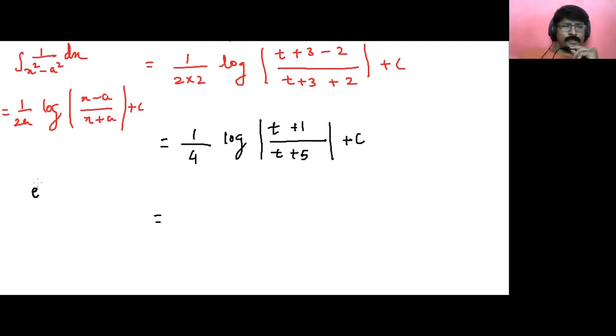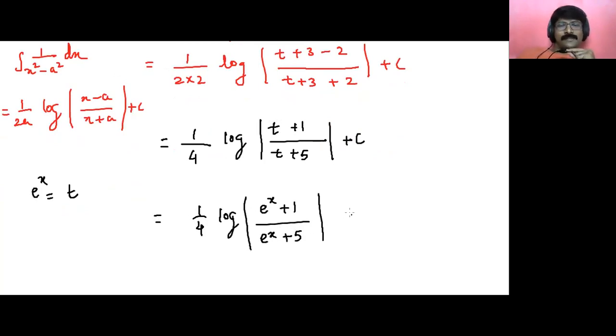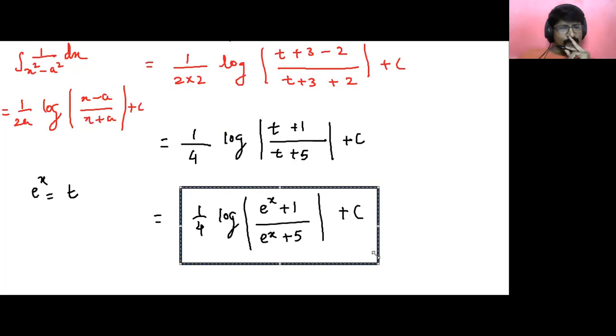We need to replace e power x in place of t. So 1 upon 4 log of t can be written as e power x plus 1 upon e power x plus 5, and that's it, plus c. I hope students you understood this sum perfectly, isn't it? That's all, guys. So simple a sum, isn't it?